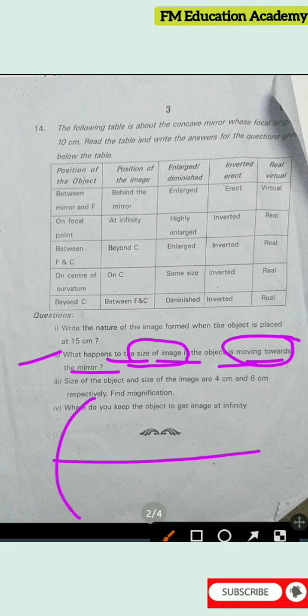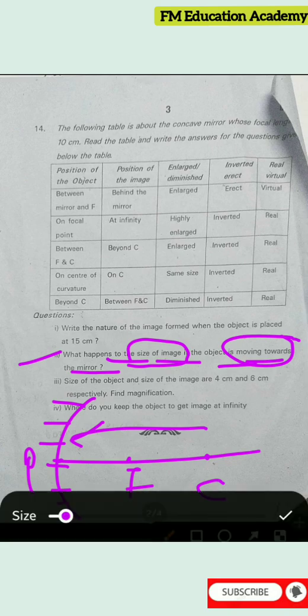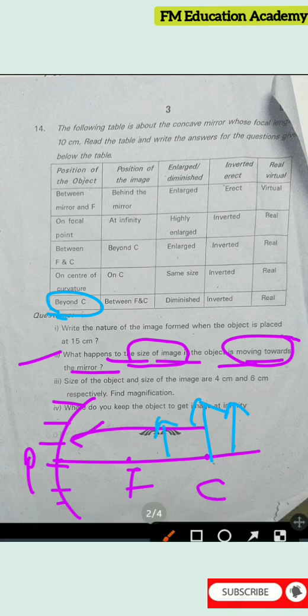Means, again, this is my concave mirror, right? This is P, this is F and this is C. So as the object is moving towards the mirror, that is the question being asked. First, where is the object? First the object is beyond C. Then the object is on the center of curvature. Then the object is between F and C. Then the object is at F. Then the object is between P and F.